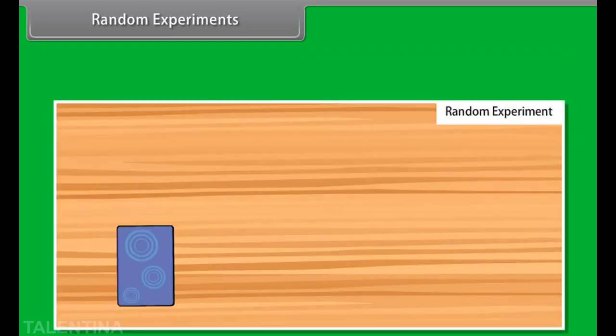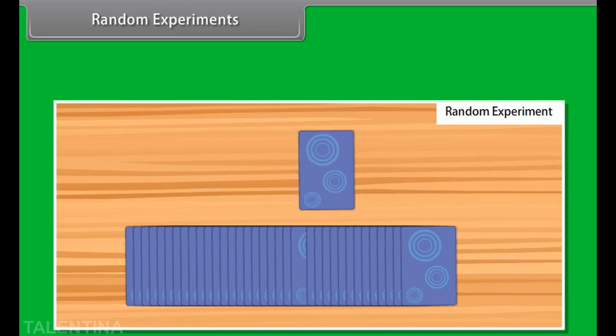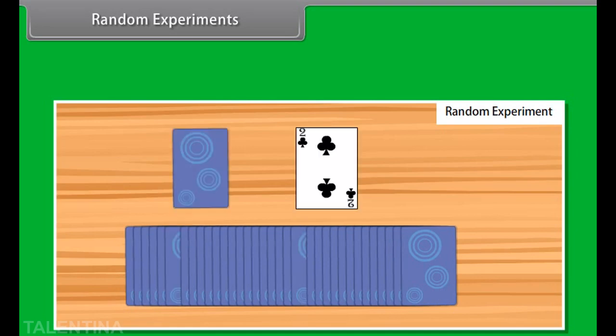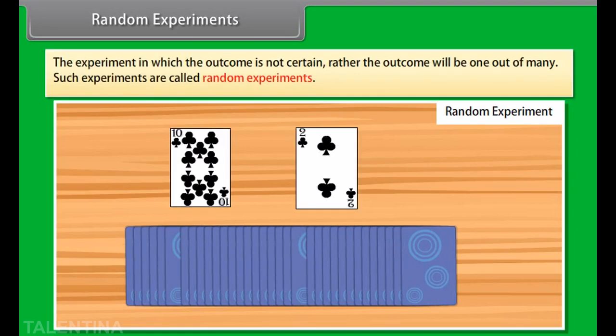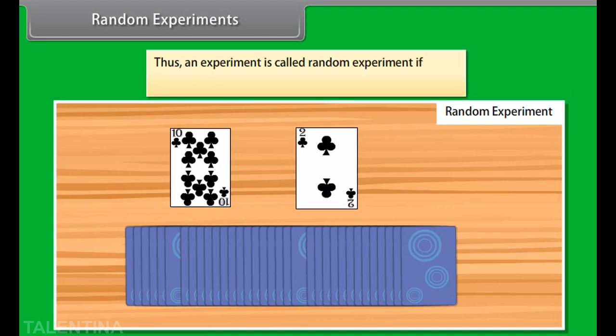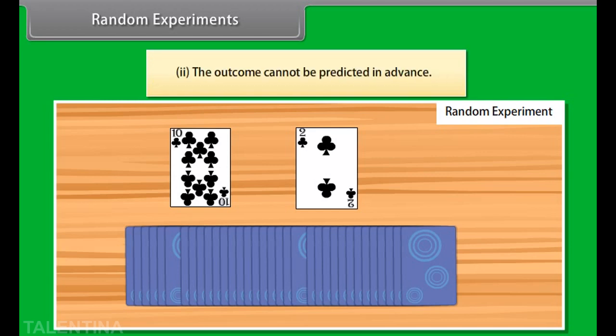But we also perform experiments like drawing a card from a well-shuffled pack of playing cards, where the outcome is not certain. Rather, the outcome will be one out of many. Such experiments are called random experiments. Thus, an experiment is called a random experiment if 1. It has more than one possible outcome, and 2. The outcome cannot be predicted in advance.